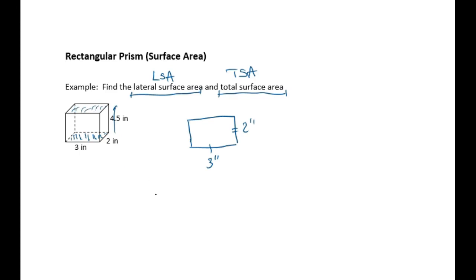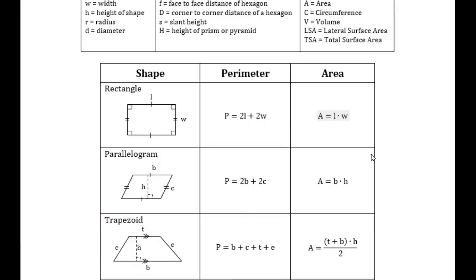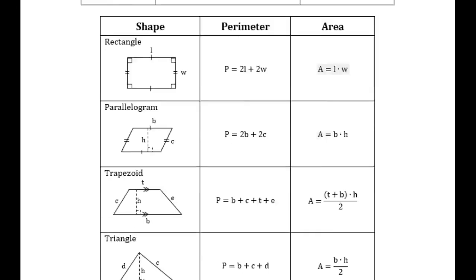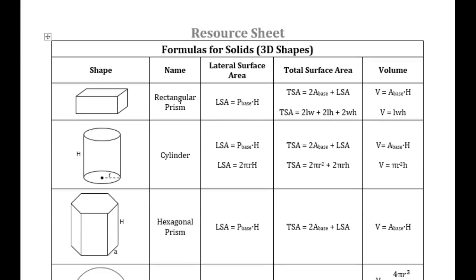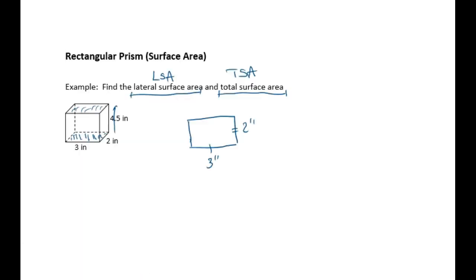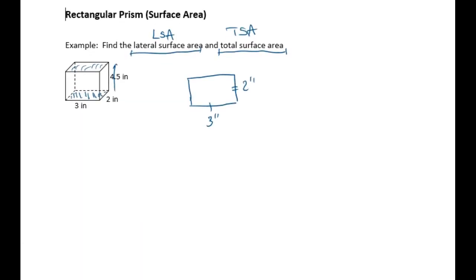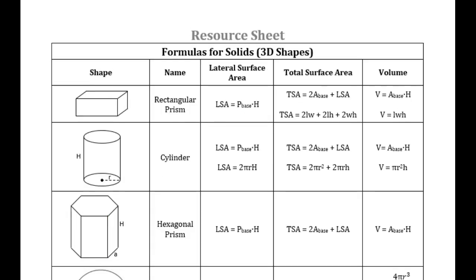Looking up our formulas for this case, going to our resource sheet, for a rectangular prism, the lateral surface area is the perimeter of the base times the height, and the total surface area is 2 times the area of the base plus the lateral surface area. We have those two generalized formulas which we can apply in this case. The recommendation is that you take the time to find your perimeter and area right away. If you look at the base, you can go back to your two-dimensional formulas.